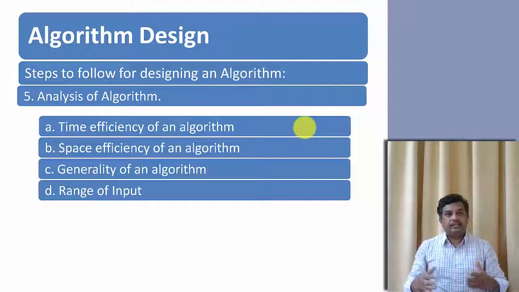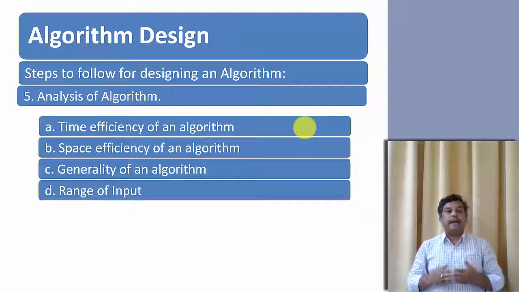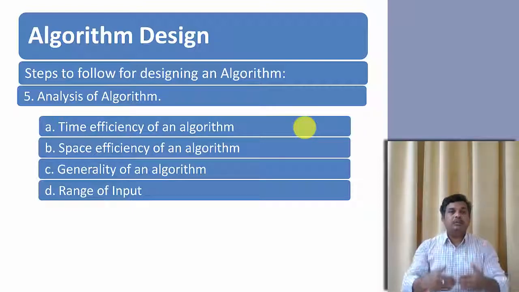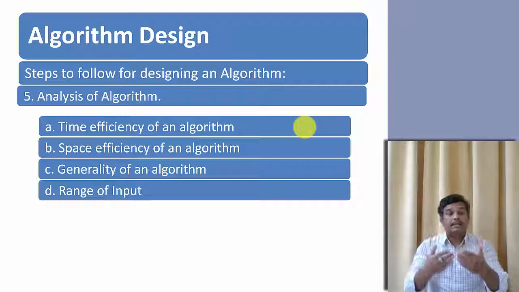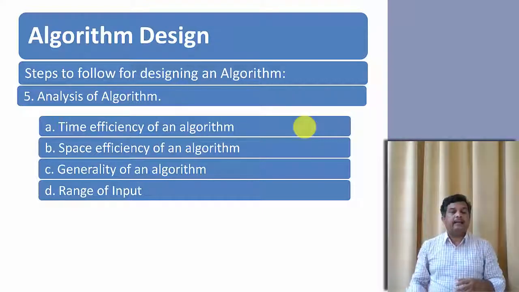So the next step is regarding analysis of the algorithm. In this case, we find efficiency: efficiency in the form of time, efficiency in the form of space, efficiency in the form of generality, and the range of output. So all these things we talk about when we talk about analyzing an algorithm.